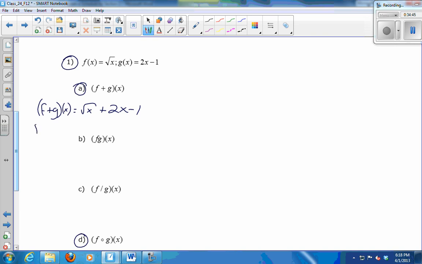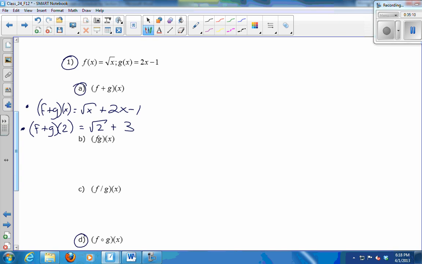So that means that f plus g evaluated at 2 would be the square root of 2 plus 3. You could put that in your calculator and get a decimal, or you could just leave it like that. Doesn't matter. So here's my formula. Here's my function evaluated at the point x equals 2.